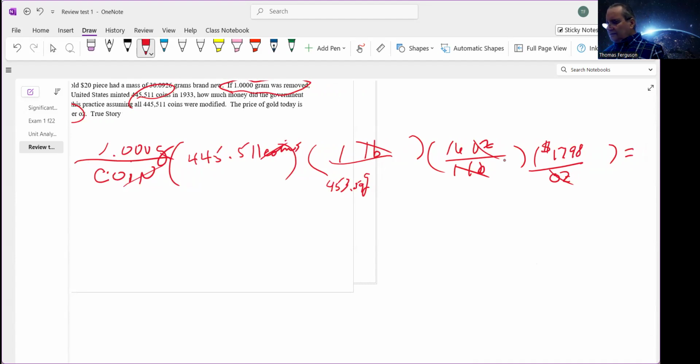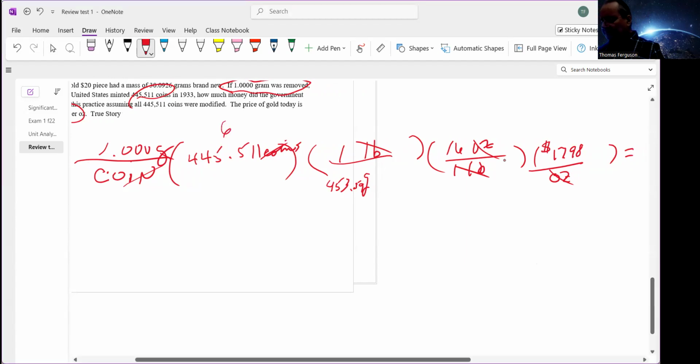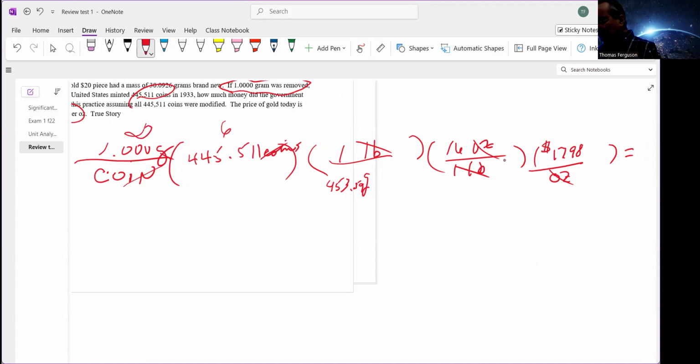What about sig figs? Well, we got what, 6 there? This is infinite because it's defined. This is infinite, and this is infinite. So we need a 6 significant figure number for our answer.